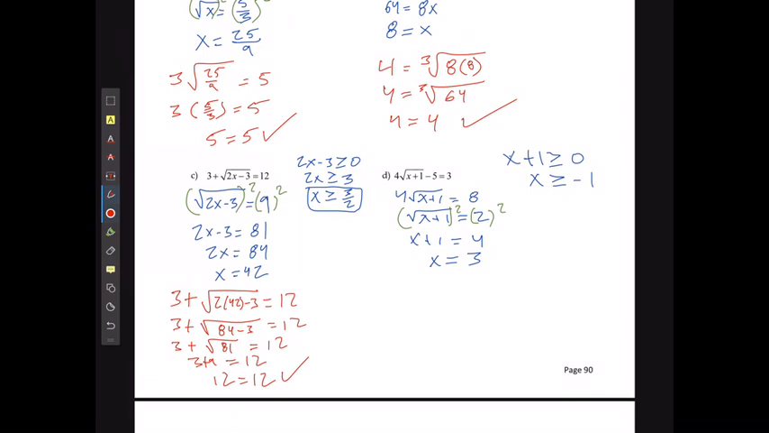And then I'm going to do my verification again. For my verification, I'm going to state that if 4 times the square root of 3 plus 1, minus 5 is equal to 3, then 4 times the square root of 4 minus 5 is equal to 3, 4 times 2 minus 5 is equal to 3, or 8 minus 5 equals 3, which it does. And everything works.